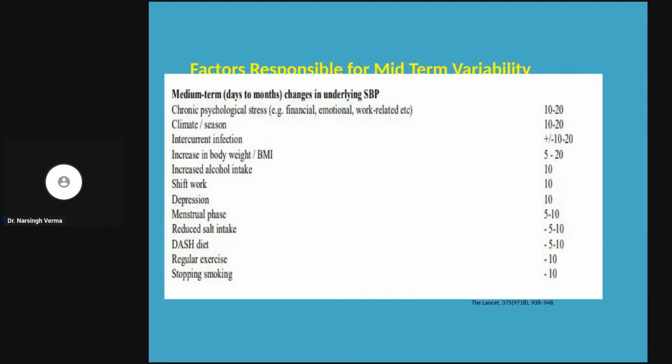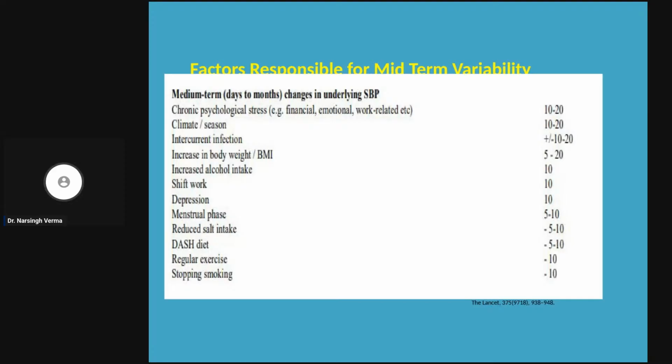Not only that, there are the medium-term changes, not short term, in the terms of days to months. Short term was in the minutes to hours. So medium term, that is the days to months change in blood pressure, may be because of chronic psychological stress, again in the range of 10 to 20 millimeter of mercury. Climate change can have a range of 20 millimeter of mercury. Intercurrent infections, this is very important. Infections can increase blood pressure or decrease blood pressure, both can happen.